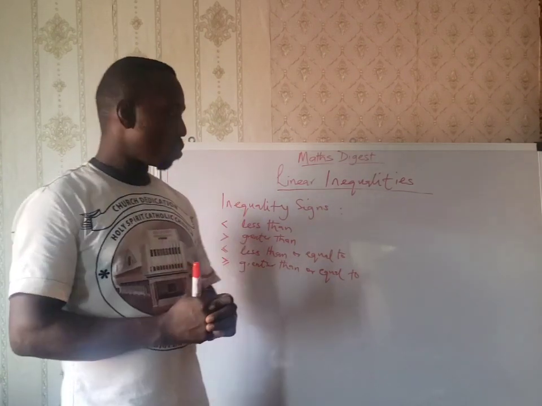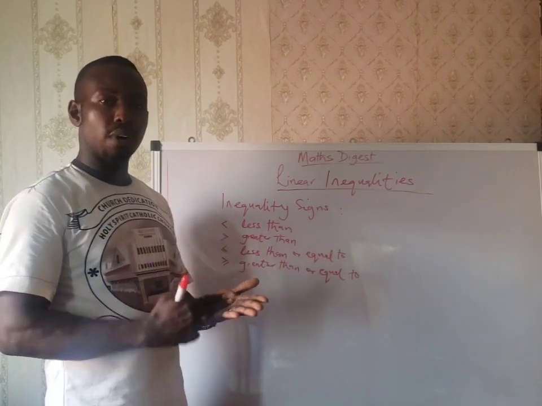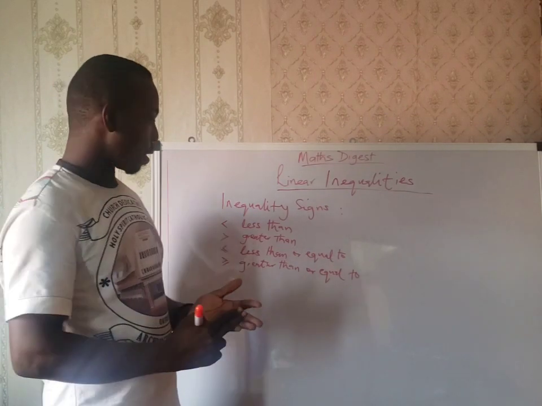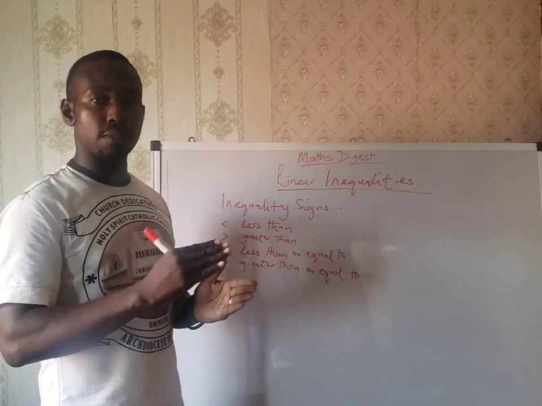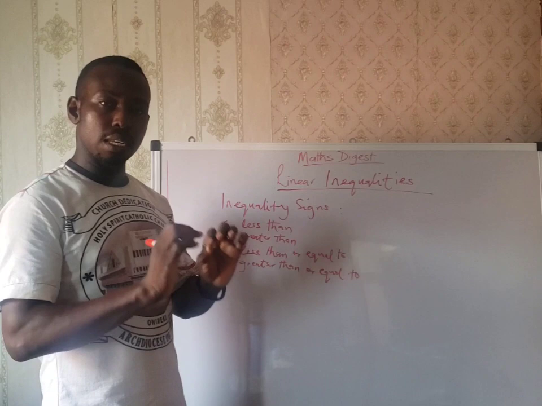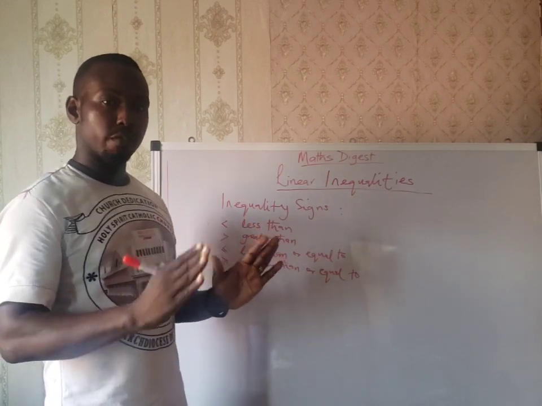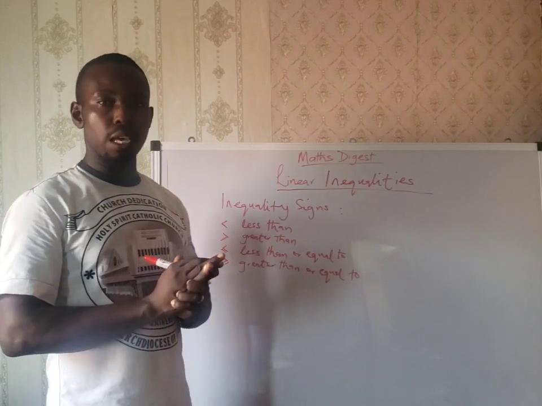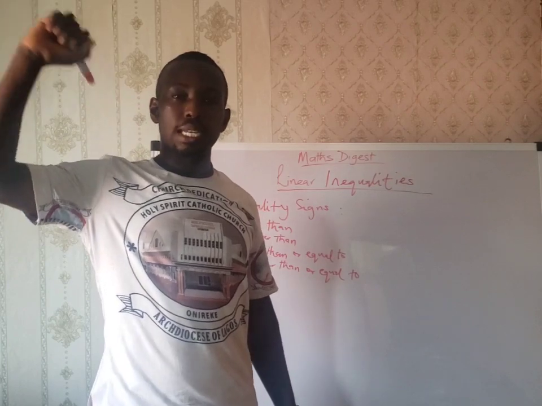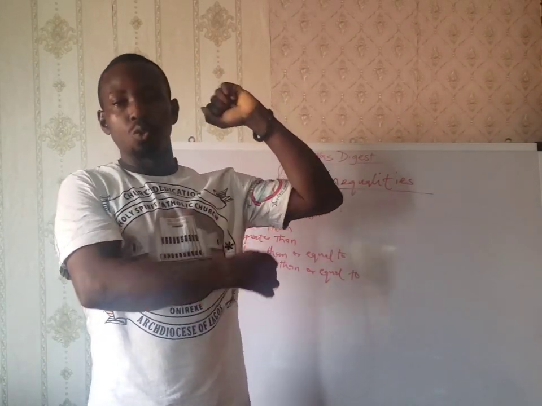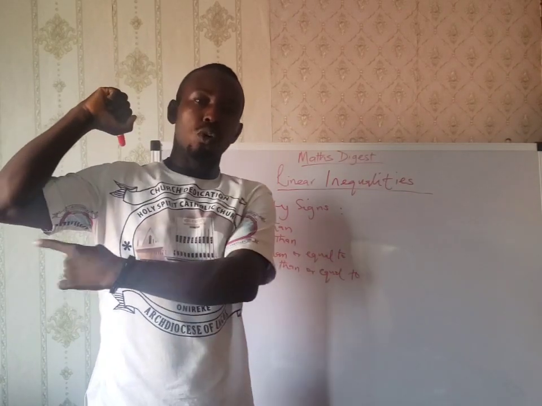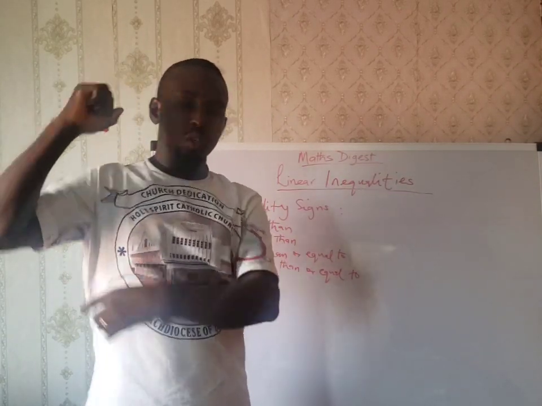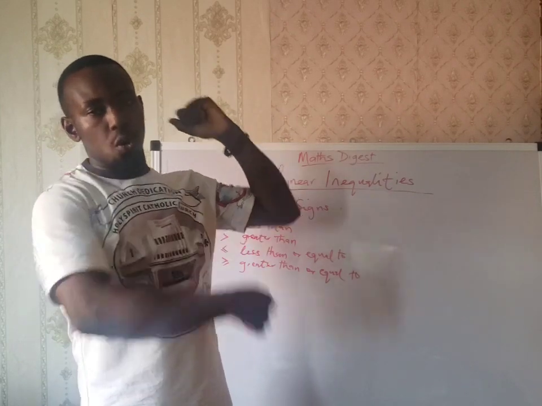But when you want to divide or multiply by any negative number on both sides, the inequality sign will change. If it is less than, it will change to greater than. If it's greater than, it will change to less than. If it's less than or equal to, it will change to greater than or equal to. If it's greater than or equal to, it will change to less than or equal to.